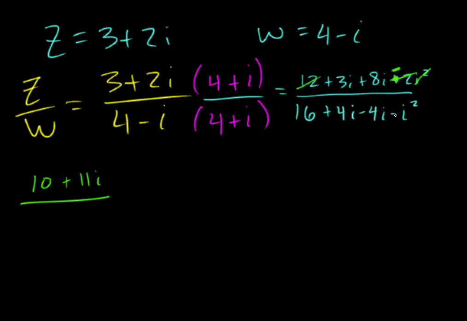Now on the bottom, similar thing. Negative 1 times negative i squared, it's just going to cross out, change the sign, and that's a 1. 1 and 16 is going to give us a 17. And then 4i, negative 4i, those cancel. And so this is one way that we could write our answer, but typically they want you to write it in a plus bi form. And so we're going to divide each one by 17 and write it as 10 17ths plus 11 17ths i.